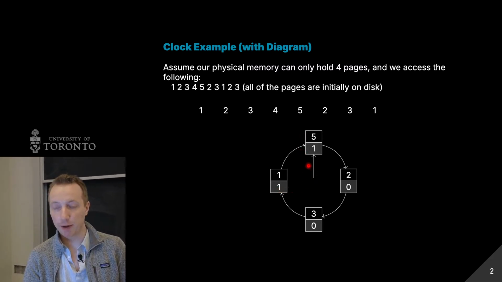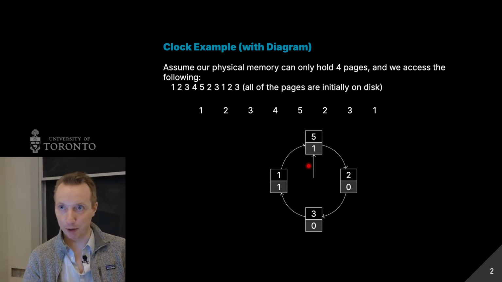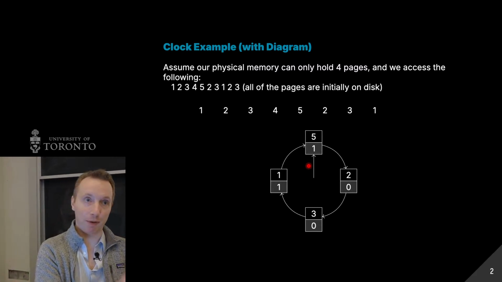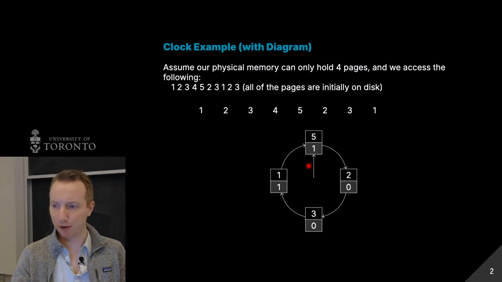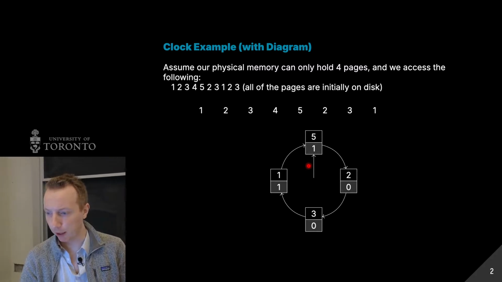And you can see why we advance the hand. Otherwise, on our next miss, we're going to immediately set 1's reference bit from a 1 to a 0, which doesn't make sense since we just put it in. So that's why we advance the hand after we put something in.